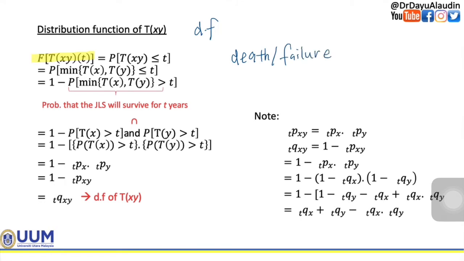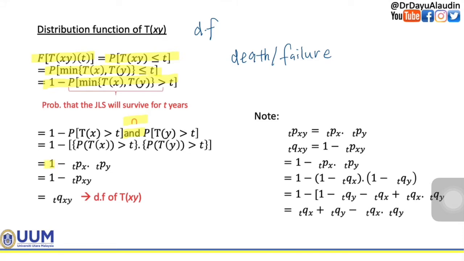So probability for death or failure. If we write down in terms of probability, it is T_XY before or equal to T, because T is the time of failure. So we take the minimum because the first death is considered as failure. And this is the intersection. Remember, in statistics we use this symbol.